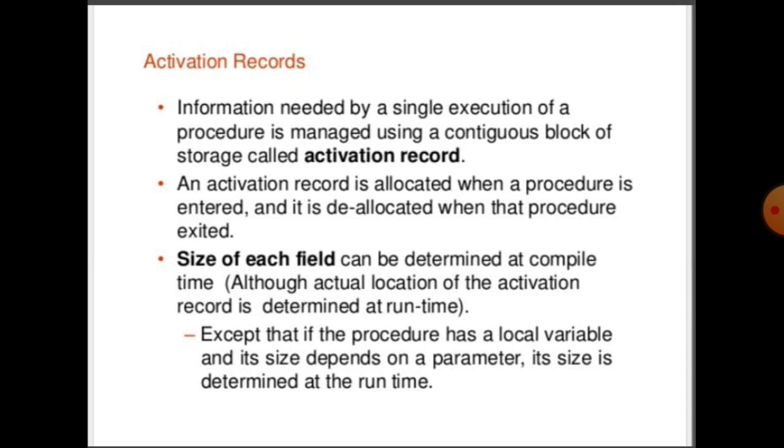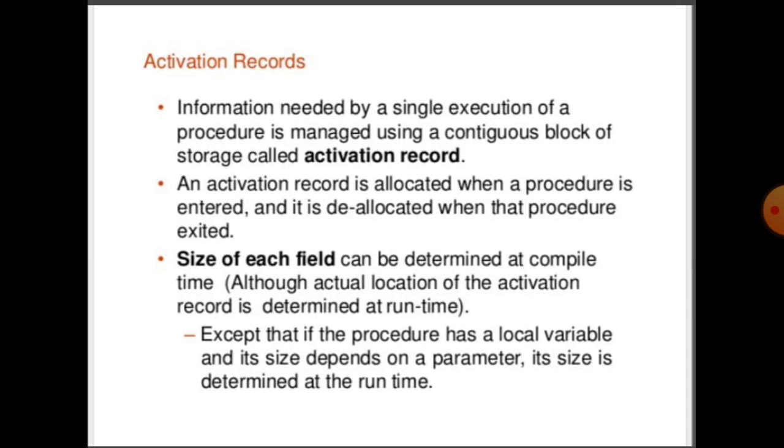And now, the topic activation record. The information needed by a single execution of a procedure is managed using a contiguous block of storage called the activation record. An activation record is allocated when a procedure is entered and it is deallocated when that procedure exits.